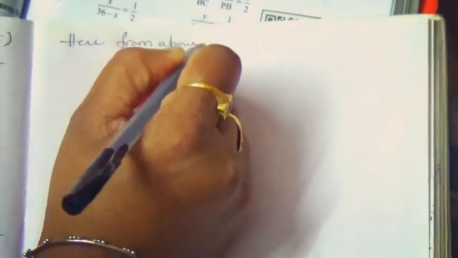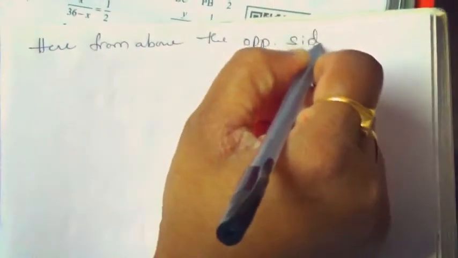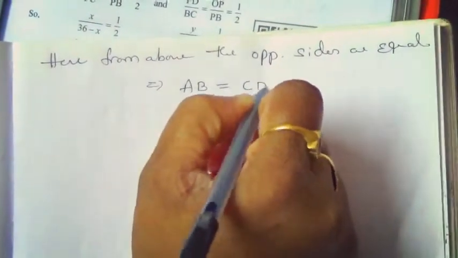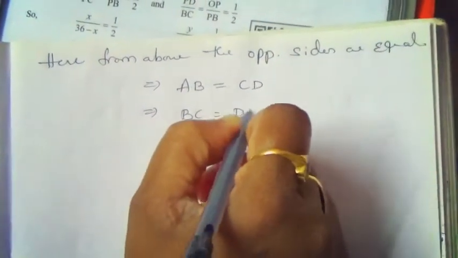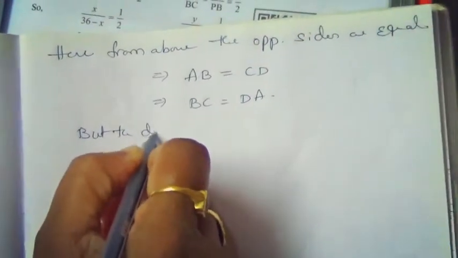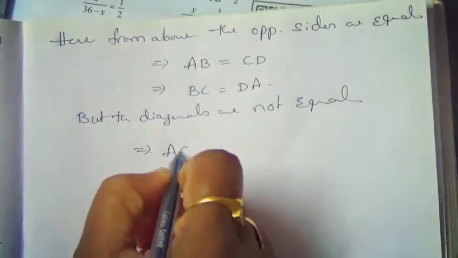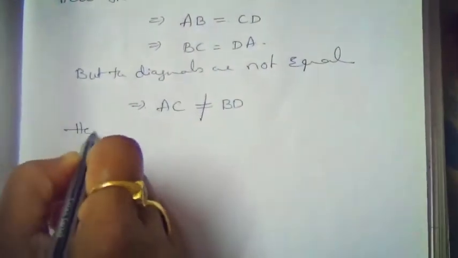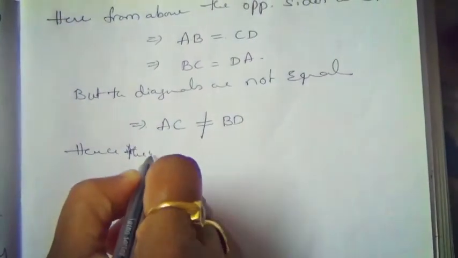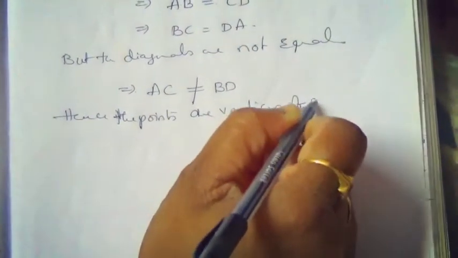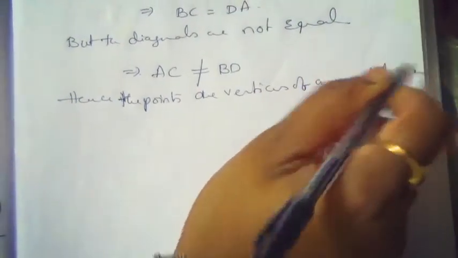Here, this is the conclusion. From above, the opposite sides are equal. That is, AB is equal to CD and also BC is equal to DA. But the diagonals are not equal. That implies AC is not equal to BD. Hence, the points form the vertices of a parallelogram. Okay, it was the conclusion. That is the solution for this seventh sum.